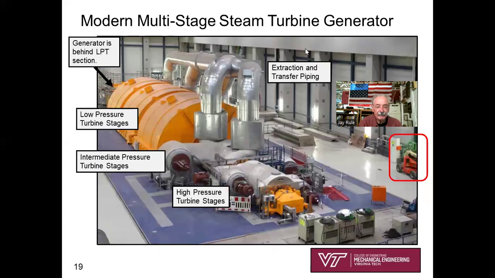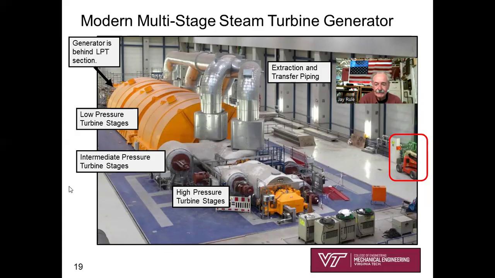Here's a picture of a modern multi-stage steam turbine generator unit. And of course, this would be part of a power plant. It's located somewhere in Europe. And in terms of a sense of scale, look over here. The scissors lift, the industrial scissors lift.